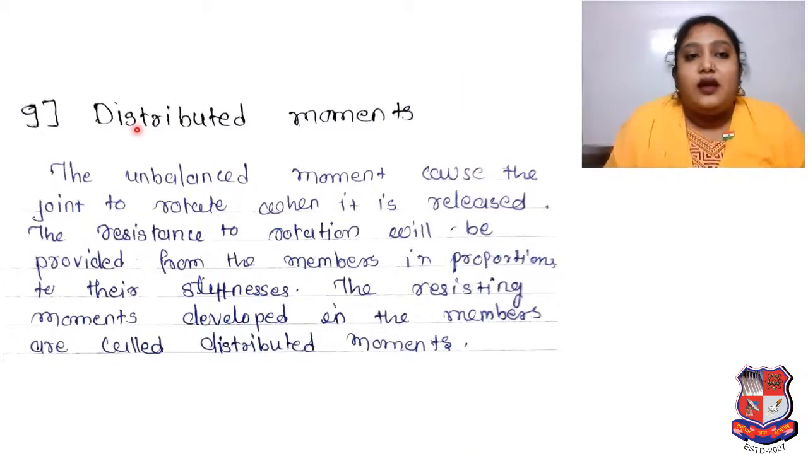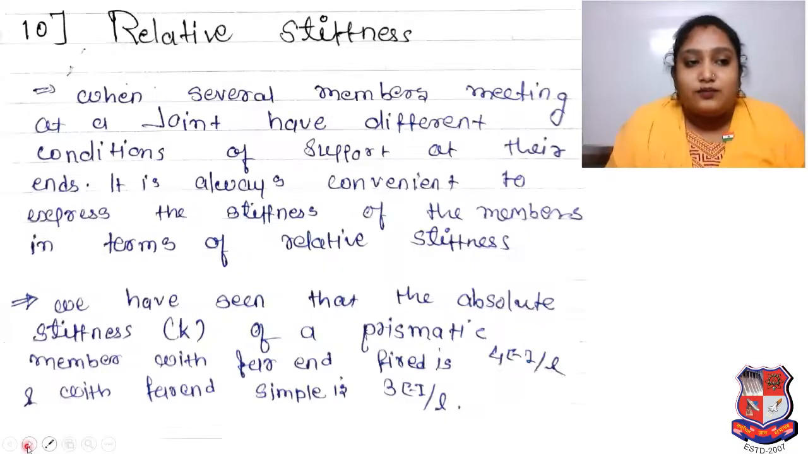Now we need distributed moments as per our basic term to calculate our problems. So what is distributed moments? The unbalanced moment causes the joint to rotate when it is released. The resistance to rotation will be provided by the members in proportion to their stiffness. The resisting moments developed in the members are called distributed moments. Focusing on that will also be helpful to calculate our problems because it's a basic term.